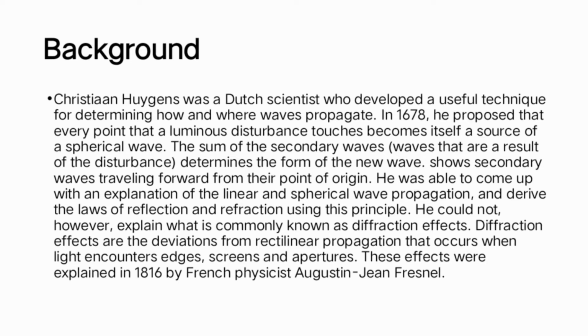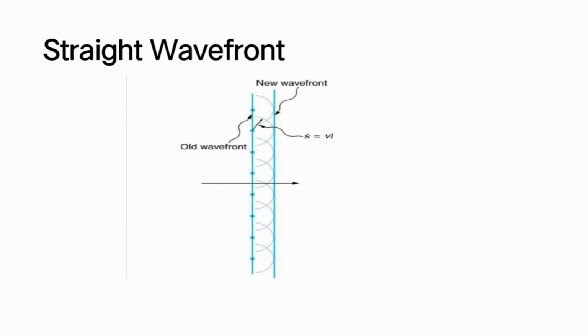Diffraction effects are the deviation of rectilinear propagation that occurs when light encounters edges, screens, and apertures. These effects were explained in 1816 by French physicist Augustin Jean Fresnel. Straight wavefront: each point on the wavefront emits a wave at speed v. The emitted waves are semicircular and occur at time t later. The new wavefront is tangent to the wavelets.